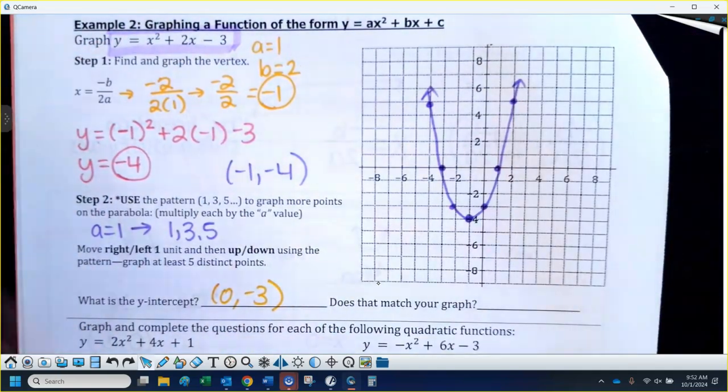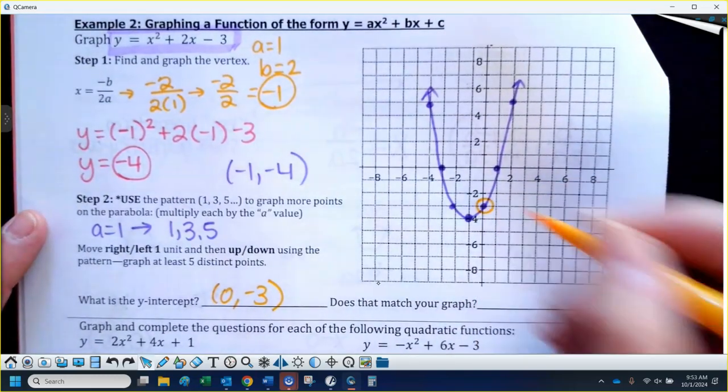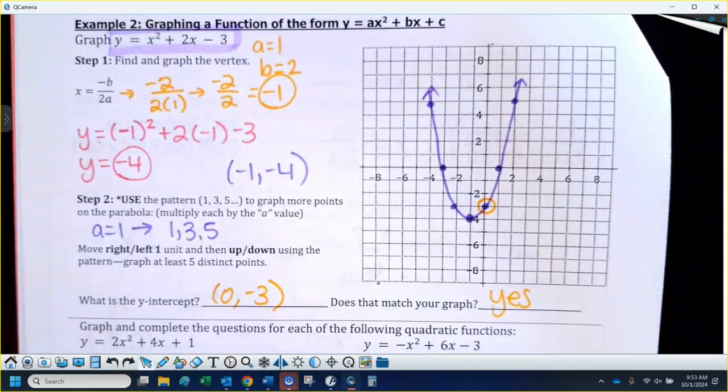So I'm just going to confirm with my graph that that's where I'm going through. If you look right here, there's the point 0, -3. So then I can use that easily to check that I graphed that correctly. Is anybody having a question?